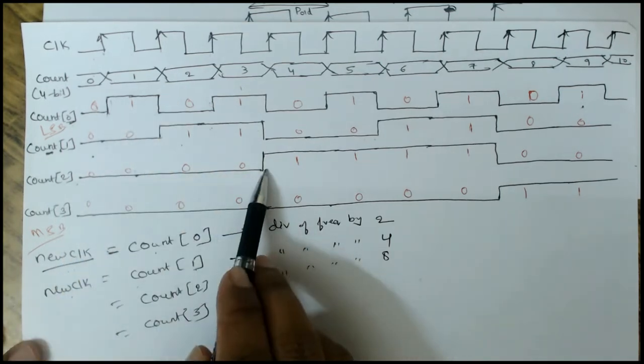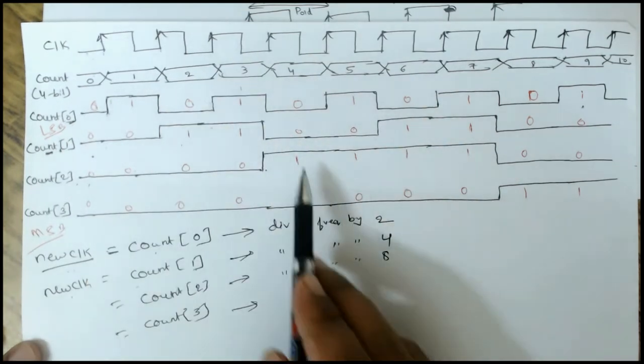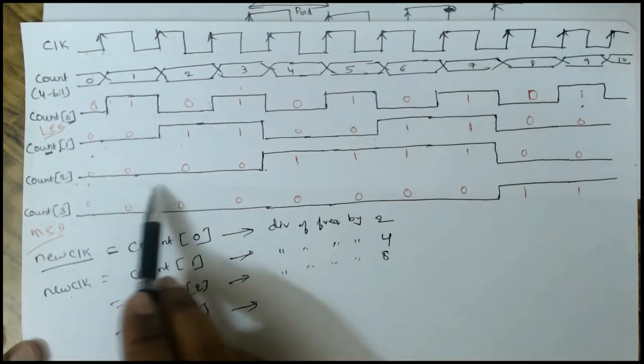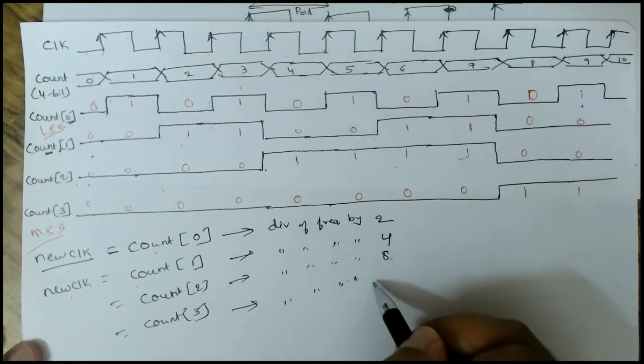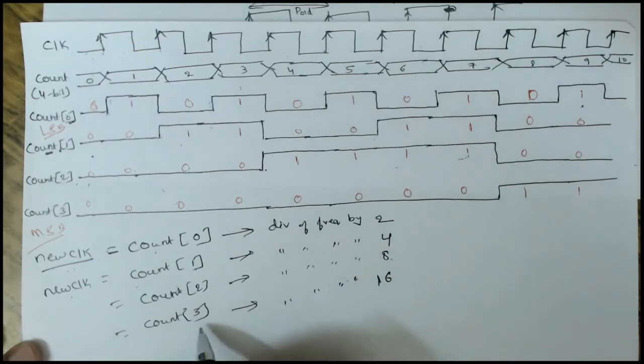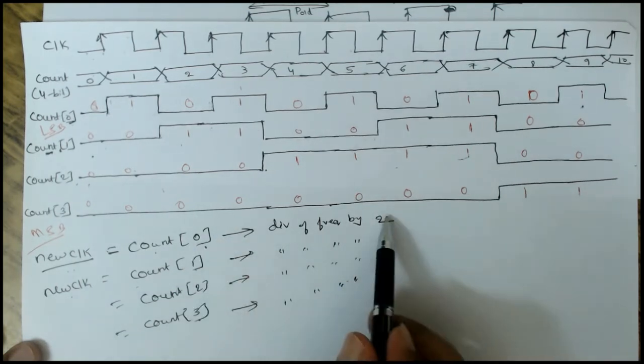You can check from here, or else I can start from here. 1, 2, 3, 4. 1, 2, 3, 4. 4 clocks, 4 plus 4, 8 clock cycles. 8, so here it will be 16. It means whatever I write here, I should derive a relation.